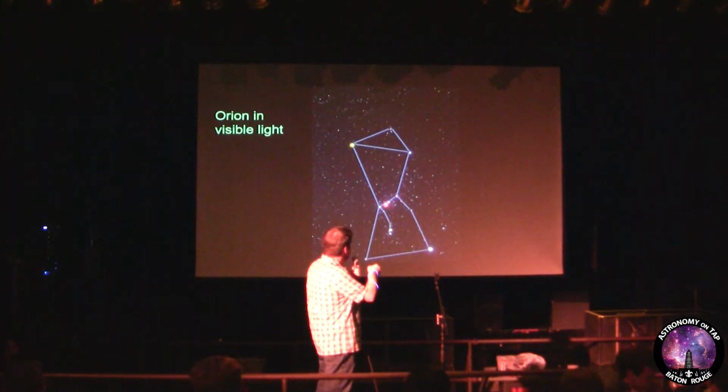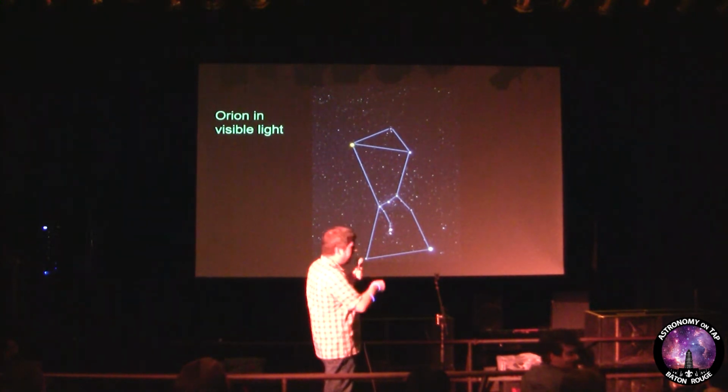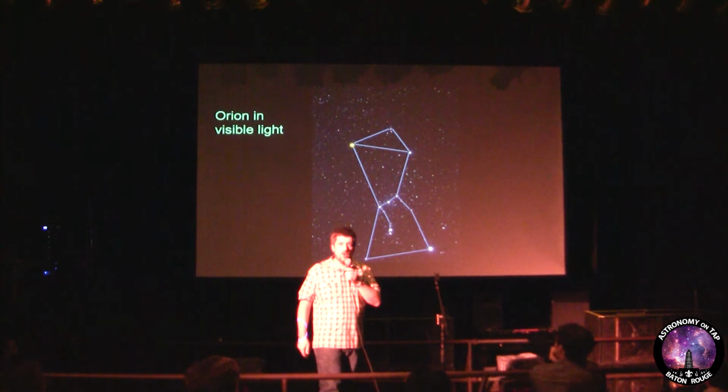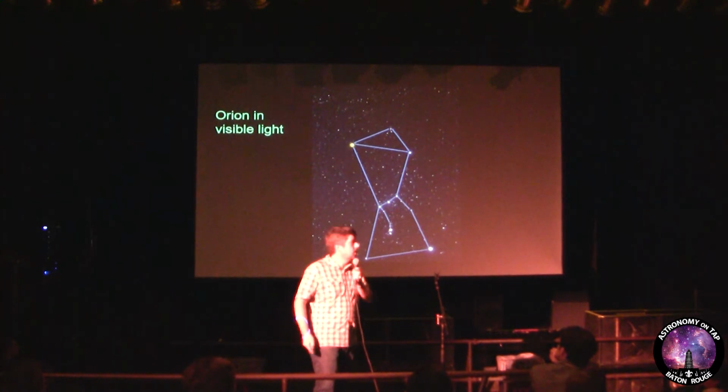Here in Orion's belt, Orion's sword is here. And if you look here, there's a little faint fuzzy patch. It's not really a star at all. It's really one of these stellar nurseries where stars are being born. It's the Orion Nebula.